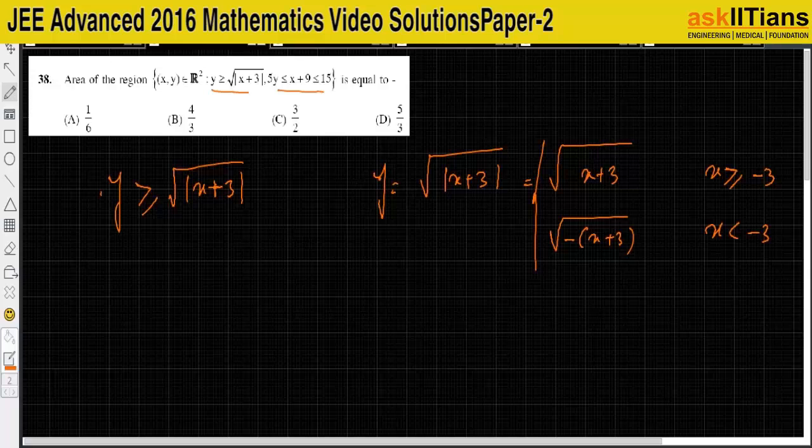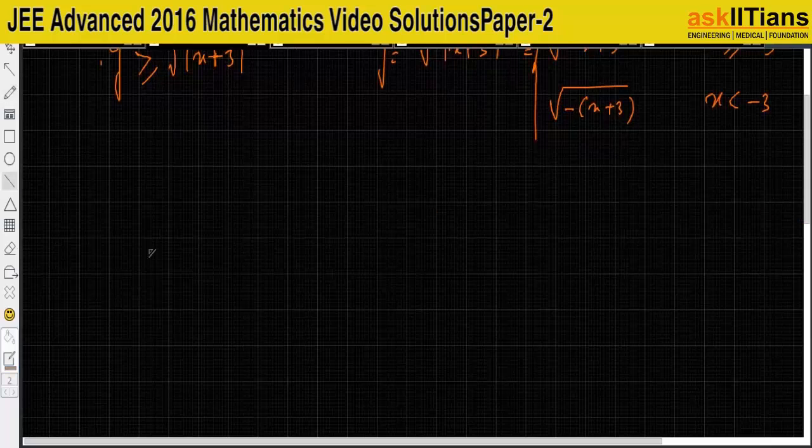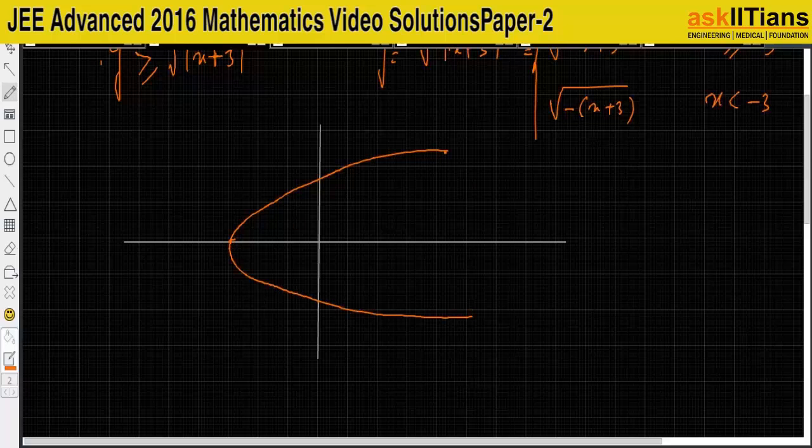So what will be the graph of y square equal to x plus 3? It will be a parabola, and this parabola will be towards the right side, mouth opening towards right. So the parabola will be something like this. This is y square equal to x plus 3, and similarly y square equal to minus of x plus 3 will be a parabola which is like this, opposite to this, mouth opening towards the left side.